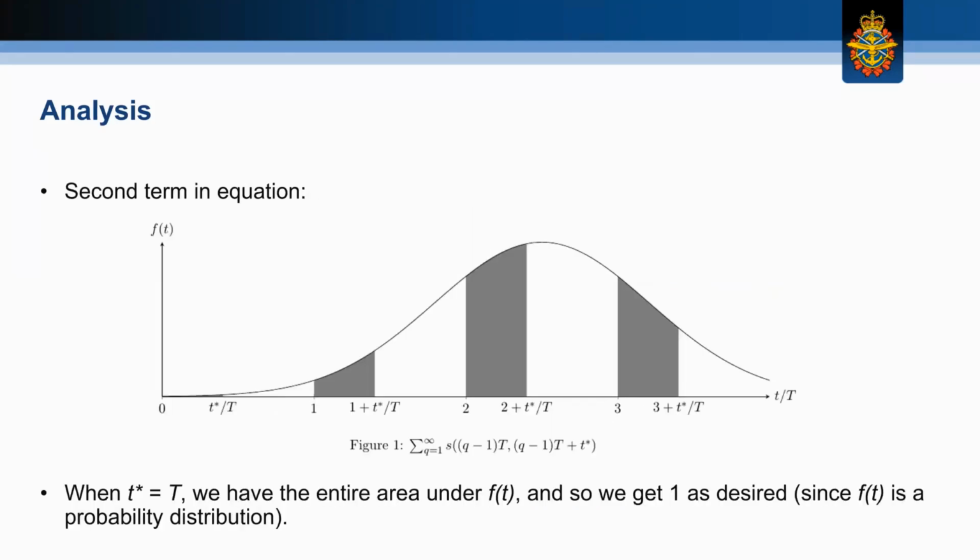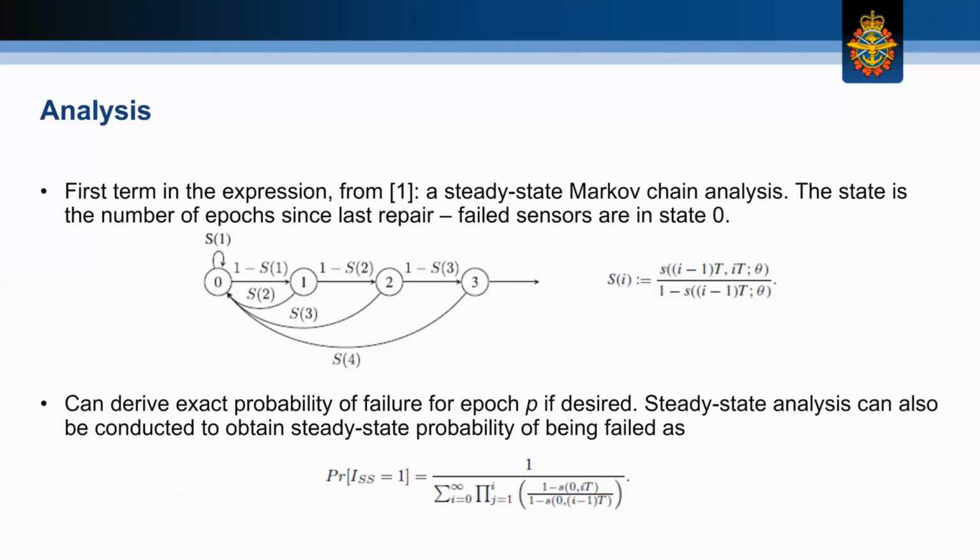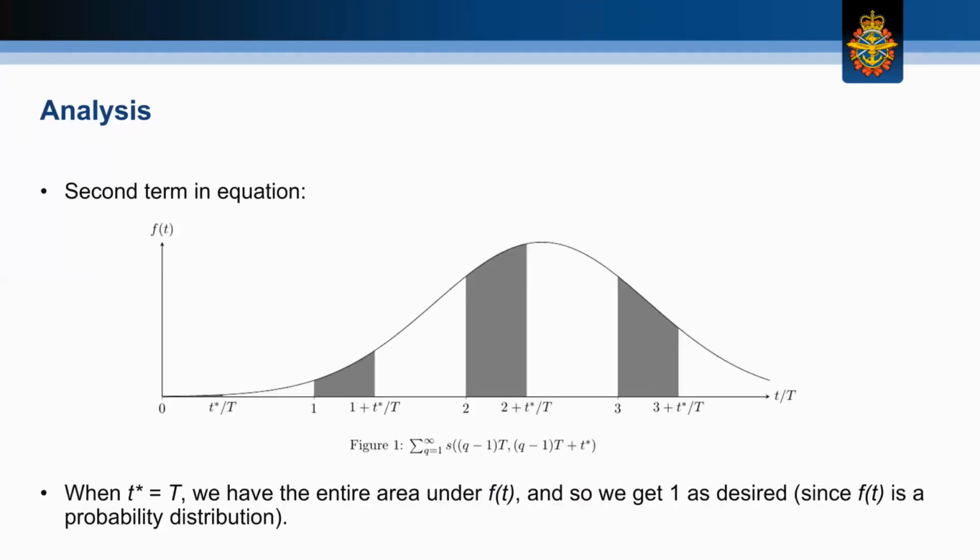The second term is an infinite sum of these small s terms, which again are integrals over F. And so this just depicts the area under the curve that's being represented by that sum. As T star goes to T, capital T, the dark parts envelop the entire area under the curve. So the expression becomes 1 because F is a probability distribution, and that leaves just that as the remainder, which is exactly what you hope.